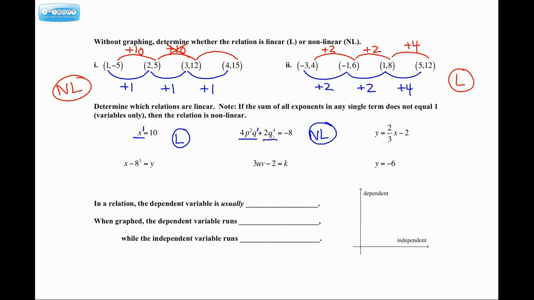Okay, but you could look at this one. Okay, this one would break it as well. Q to the 4. Hey, that's not equal to 1. Okay, so this is definitely non-linear.